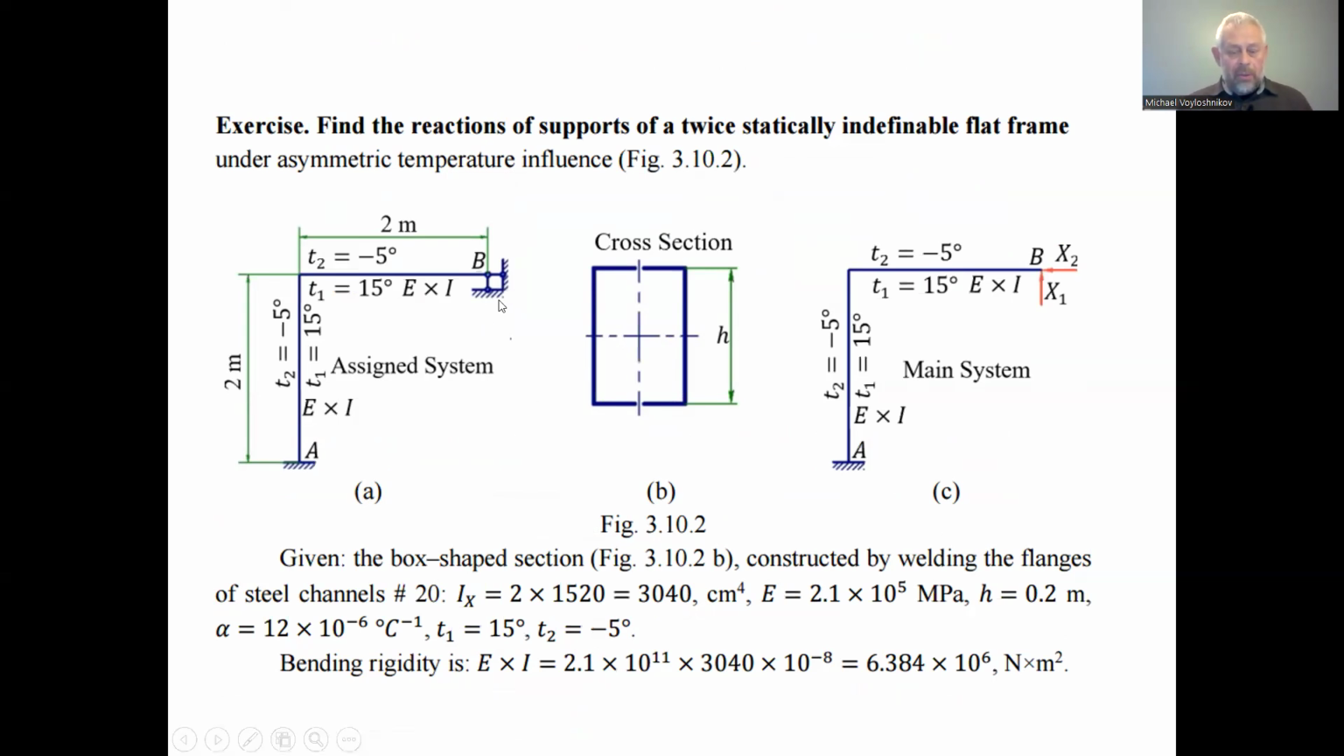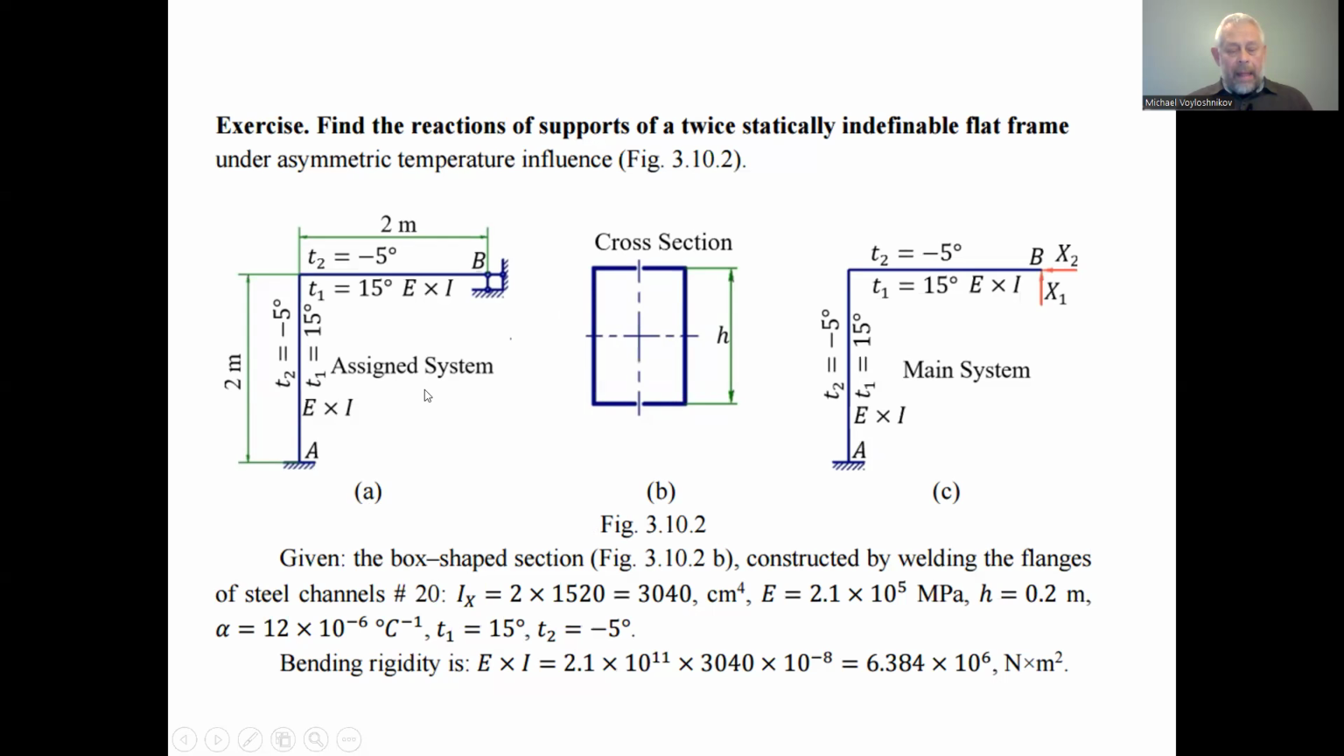The assigned system is statically two-times indeterminate, as we have 5 unknowns: 3 unknown support reactions at the point A, that is 2 components of the resultant force applied at the point A and the bending moment at the point A of the support, and in the fixed hinge at the point B, we have 2 links. So we have 5 unknowns and we have only 3 equations of balance. So this is a 2 times statically indeterminate system.